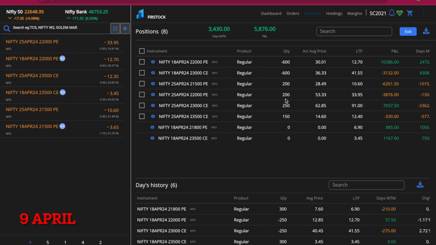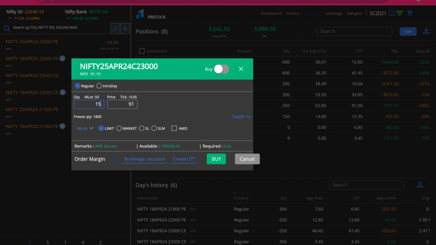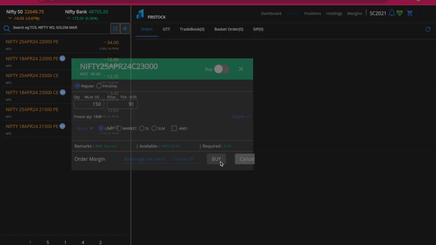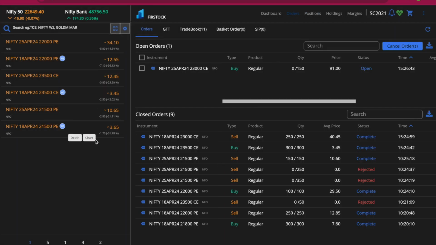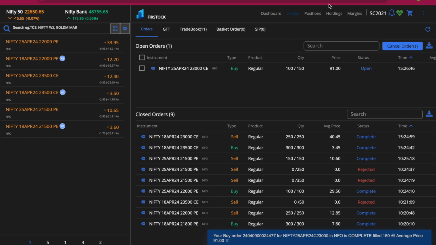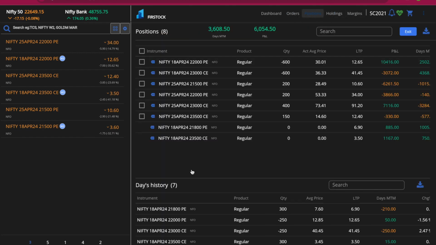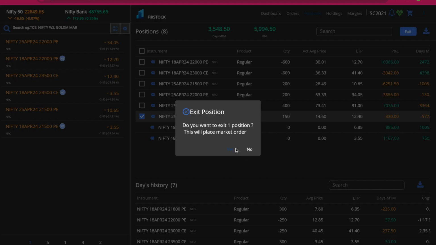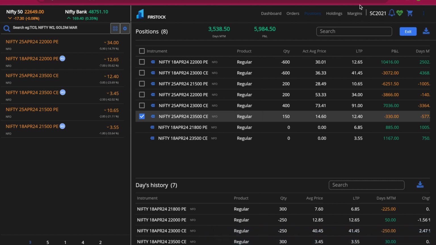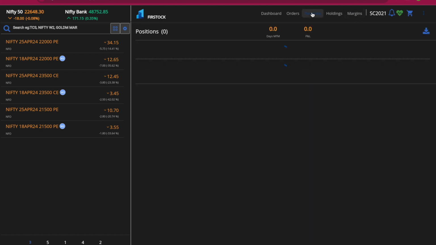On the PE side we have 400 lots, so here we will add the 150 lot. Okay, and we just go ahead and buy this at 91. So 23,000 is executed at 91. You check out the margins. Now let's exit this 23,500. We can exit this, and yes, that is also exited. Now check the margins, it is 56,000.